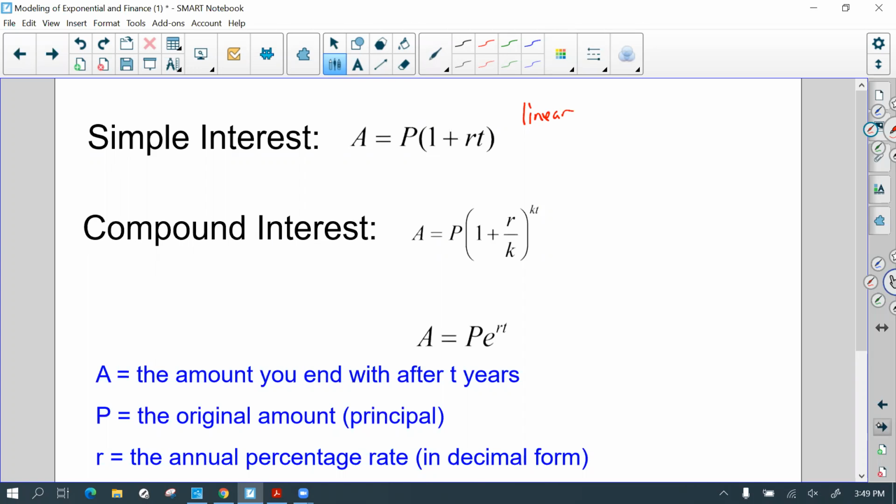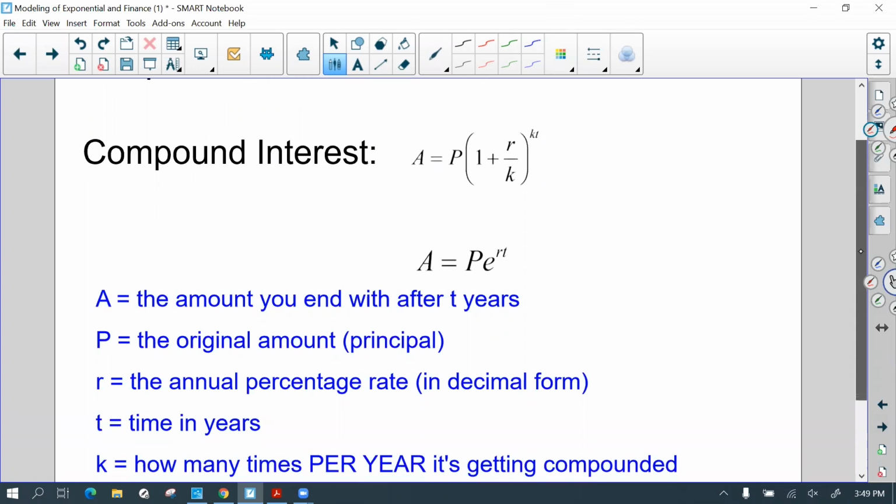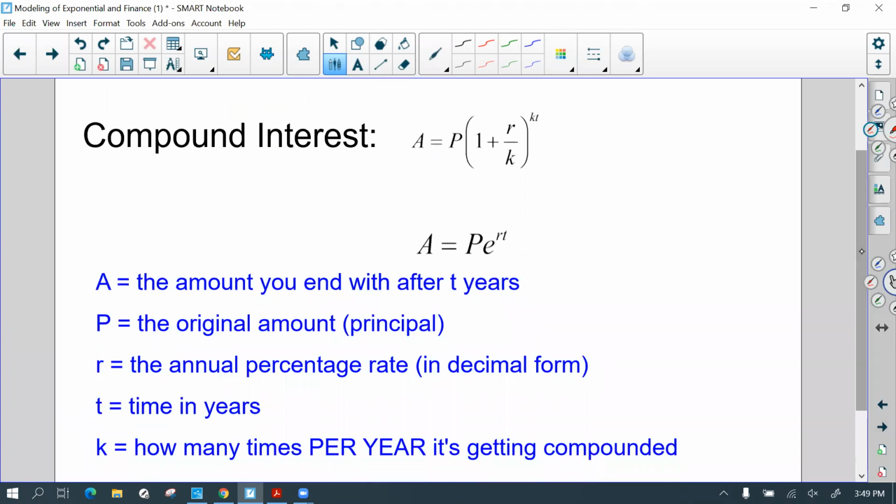Compound interest is exponential. So the A is the future amount. That's how much money you will get after so many years of investing. P is the principal. That's how much you invest originally. R is the annual rate. And K is how often it gets compounded. So for example, if R is 3% and it gets compounded monthly, so that would be 12.